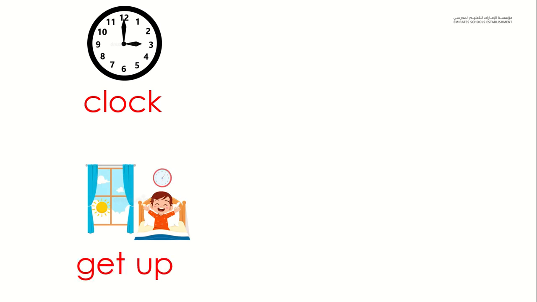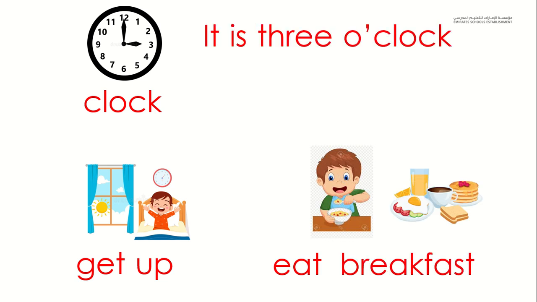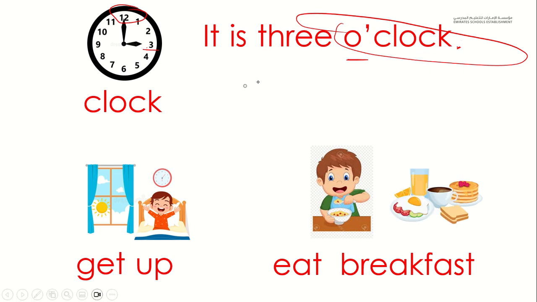I get up. Get up means when you wake up in the morning. Eat breakfast. If we want to use time in a sentence, I would say it is 3 o'clock. So please note that when we say o'clock, we are talking about the time, and that's when it's pointing at the 12. So if it's 3 o'clock, I will write it like this. And remember, a sentence should end with a full stop.